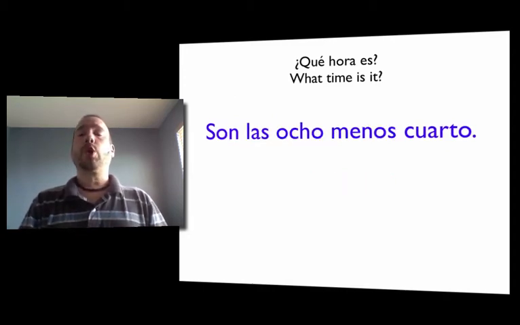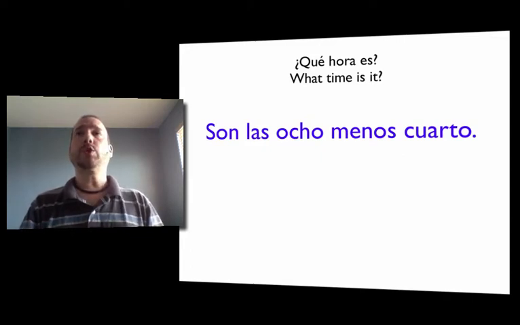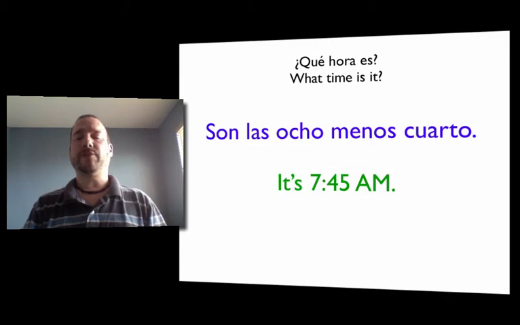Son las 8 menos cuarto. Remember, this one's a little tricky. Did you get it right? It's 7:45 a.m. Remember, cuarto means a quarter and menos means minus. So it's 8 o'clock minus a quarter of an hour.